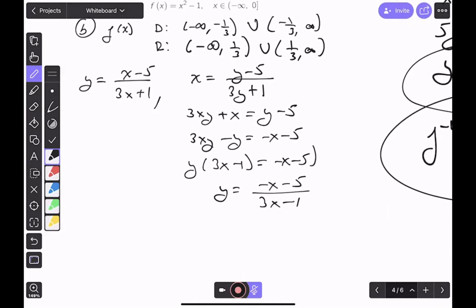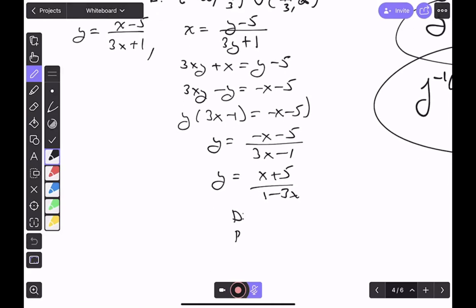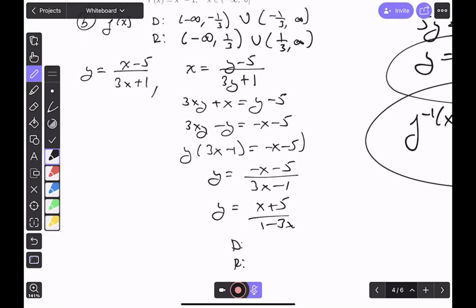I don't like the way that looks. I'm going to multiply top and bottom by minus 1. What are you going to get? x plus 5 over 1 minus 3x. What's the domain of this guy over here? I'll put the domain and the range down for you. Well, I got this from the prior work I just did. So minus infinity to 1/3 union 1/3 to infinity. We'll look at the key later. Minus infinity to minus 1/3 union. Whoops. That's sloppy. Let me get my eraser out.